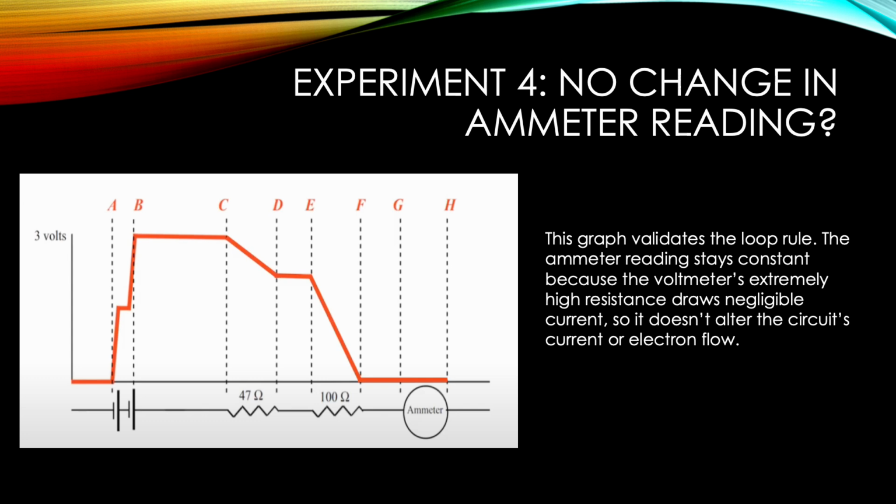So why is there no change in the ammeter reading? The graph validates the loop rule, which I showed on the previous page, and the ammeter reading stays constant because the voltmeter's extremely high resistance draws negligible current, so it doesn't alter the circuit's current or electron flow.